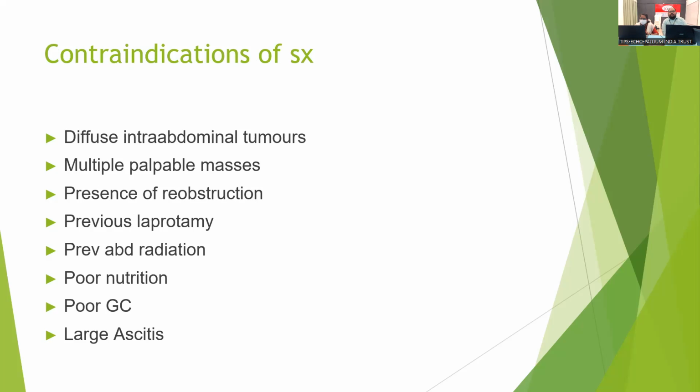Likewise, when we cannot go for surgery: there are diffuse intra-abdominal tumors, where the tumors are spread throughout the abdomen with multiple palpable masses. History of obstruction, where the patient could have a re-obstruction, having already had an obstruction which was cleared early, and a re-obstruction takes place. History of previous laparotomy with severe adhesions, previous abdominal radiation, poor general condition, very poor nutrition, and large ascites. These are some of the contraindications for a surgical candidate.